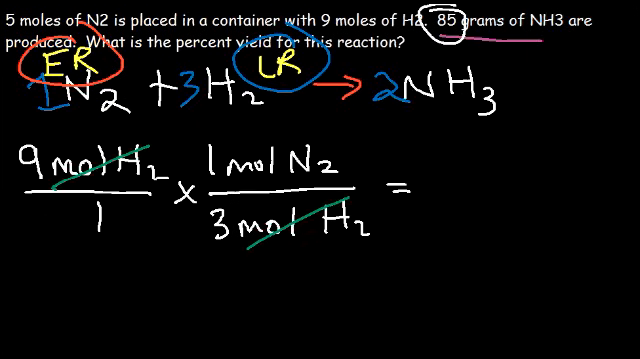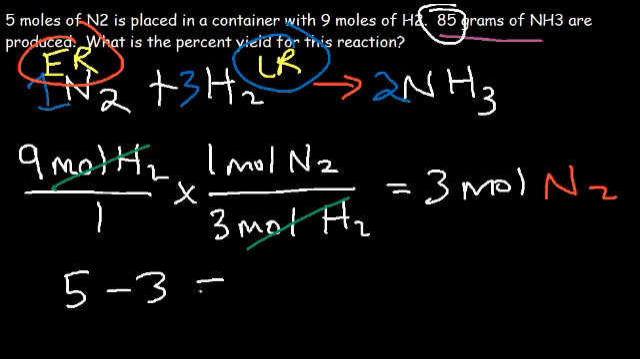So 9 divided by 3 is 3. So therefore 3 moles of nitrogen gas is actually consumed in this reaction. That's how much actually reacts. So we have a total of 5 moles of N2. 3 of them react. That means that there's 2 moles of N2 remaining.